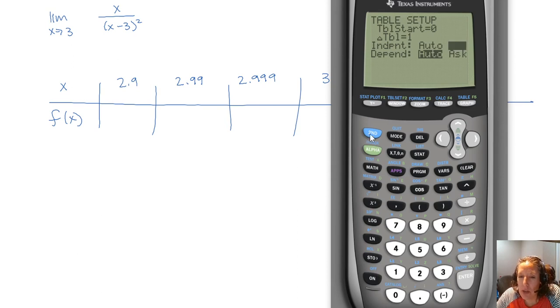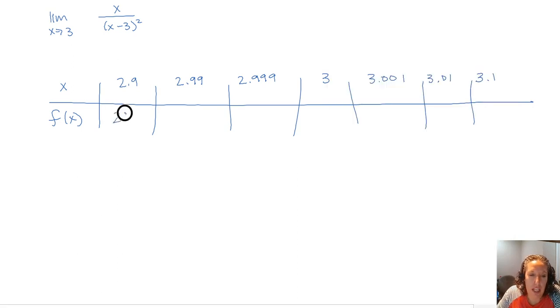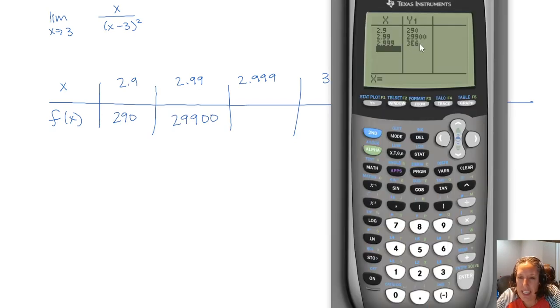Now let's go to our table, so second and then the graph button. It looks a little bit different, but we can plug in those x values. So 2.9, 2.99, 2.999. If we put those into our table, for 2.9 the y value is 290. For 2.99, we get 29,900. And then the next one it gives us is 3e6.